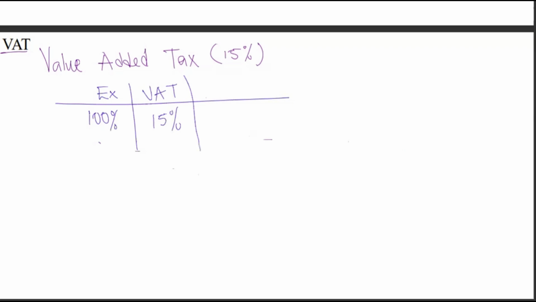At the end, what was excluding, now it includes VAT, simply meaning it ends up having 115. How did I get 115? I'm including VAT now. That's why I add 100 plus 15 and I get this much. This has to be remembered when we're dealing with VAT.